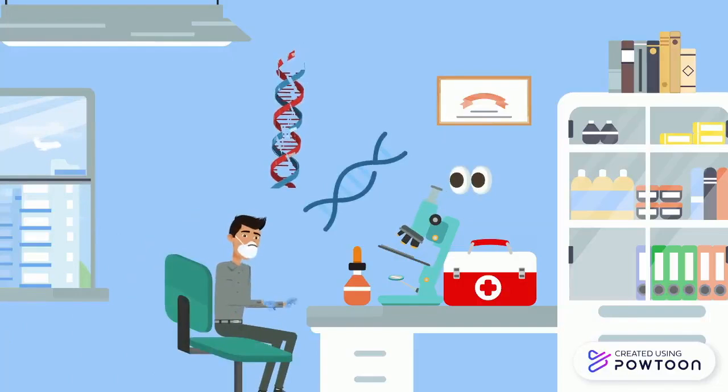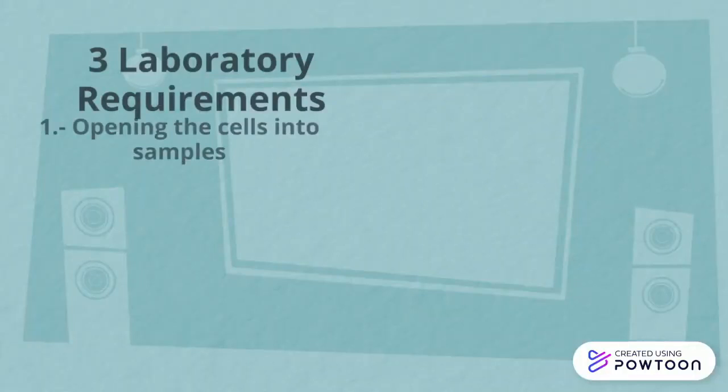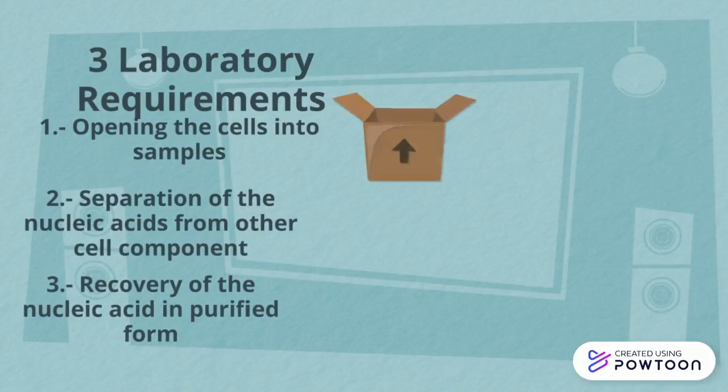Every gene manipulation experiment requires a source of nucleic acid in the form of either DNA or RNA. It is therefore important that reliable methods are available for isolating these components from cells. There are three basic requirements. One, opening the cells in the sample to expose the nucleic acid for further processing. Two, separation of the nucleic acids from the other cell components, and three, the recovery of the nucleic acids in purified form. A variety of techniques may be used, ranging from simple procedures with few steps up to more.